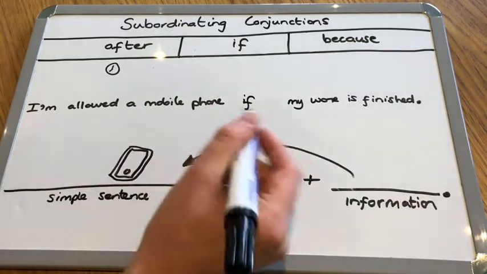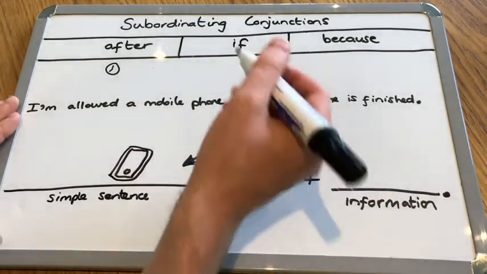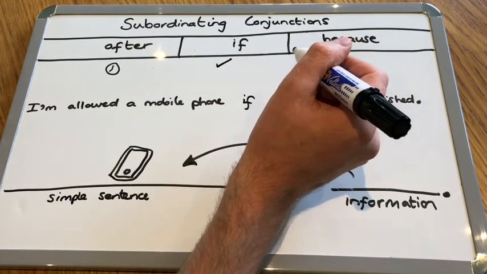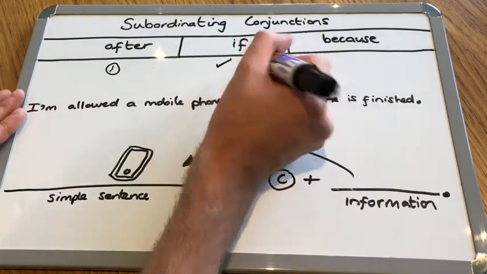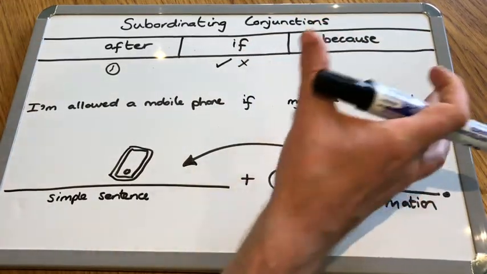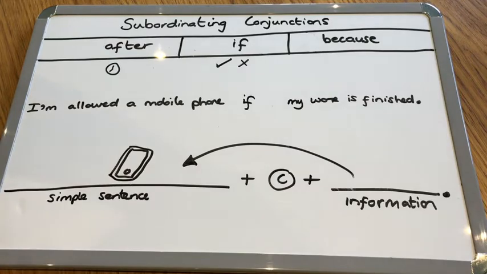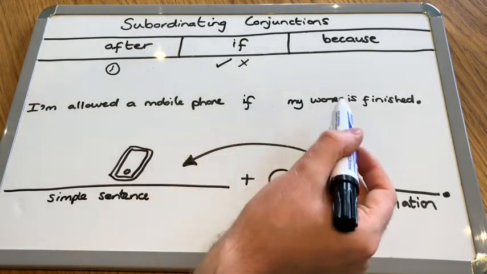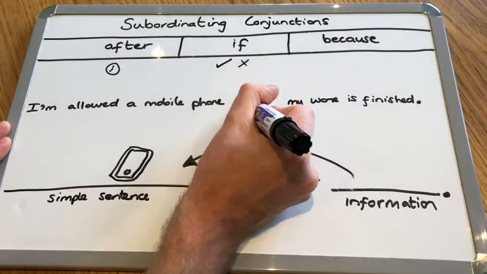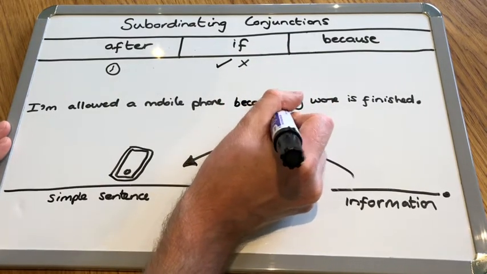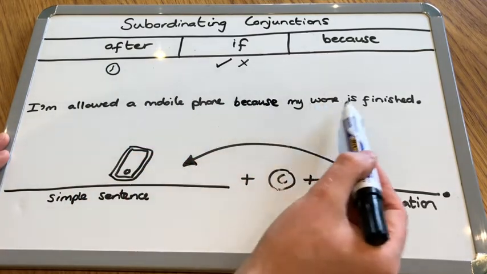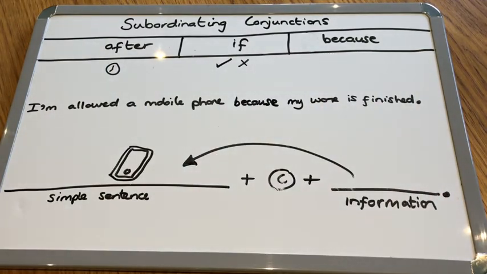So for me, if's really useful if you want to talk about rules, things you should and shouldn't do, or things that should and shouldn't happen. But again, it's linked to time because you've got to do that first before you get that second. But very good for rule giving. And let's see how because might change the meaning ever so slightly. So this time, I'm allowed a mobile phone because my work is finished.